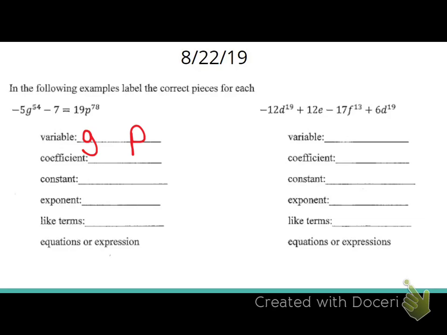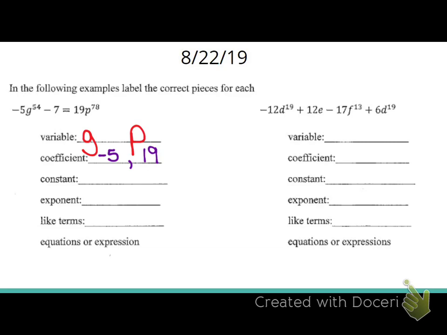Next, we need to identify in the statement the coefficient. So what is the coefficient or coefficients in this statement? Ben? Negative 5 and 19. Now remember, the coefficient is the number in front of the variable. Now if that number is a negative, you need to make sure you take that negative sign with you. So if you would have just put 5, that would be incorrect because the coefficient is negative 5, not 5.